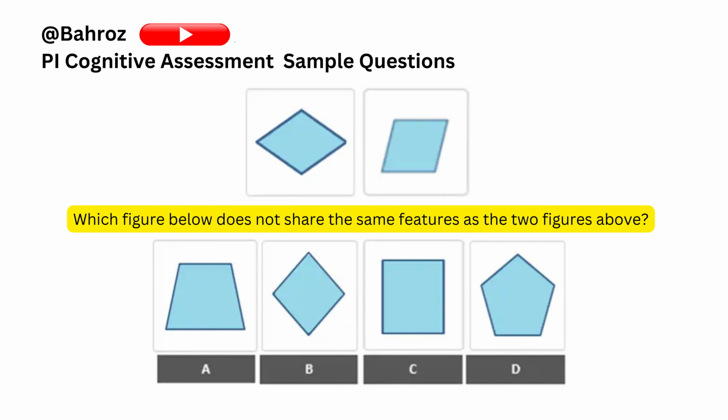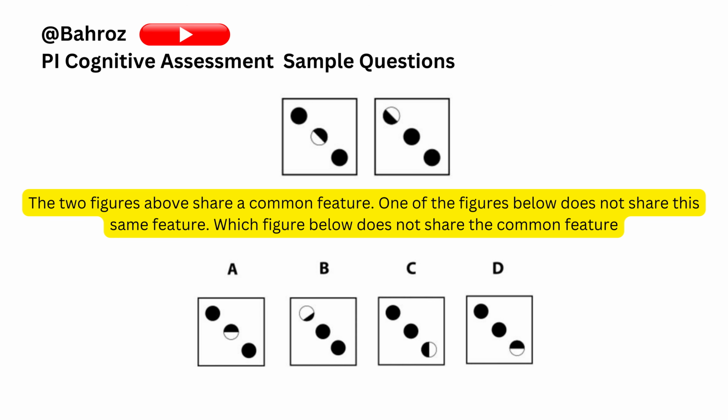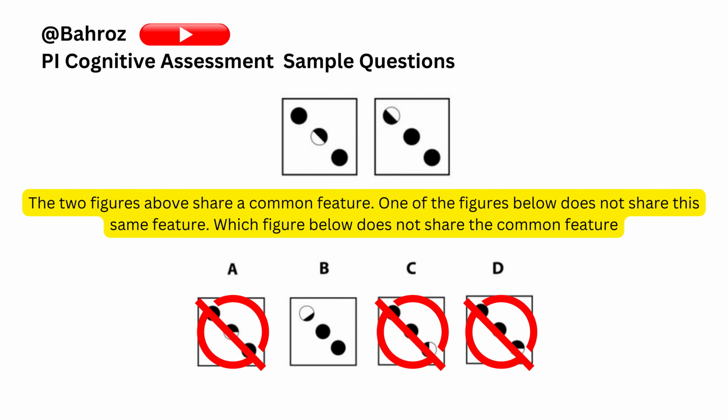So here the sample question I have is, which figure below does not share the same feature as the two figures above? What we see here is both the figures have 4 sides, and we have 4 sides in A, B, C, but D has 5 sides, so D is an odd one out. Similarly, another sample question I have is, the two figures at the top share a common feature. One of the answer figures lacks the same characteristics. Which figure doesn't have the same trait as the others? So let's see what is same between the two. There is always one dot which has half white, so you should always have half white. We have it in C, we have it in A, we have it in D, but we don't have it in B because B has less than half white dot, and hence B is our answer.